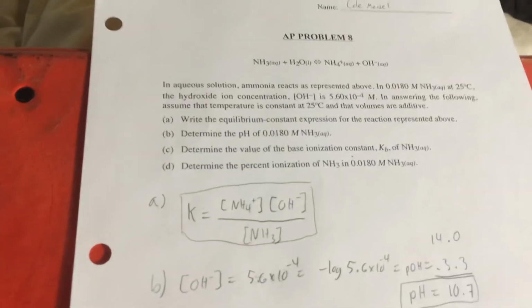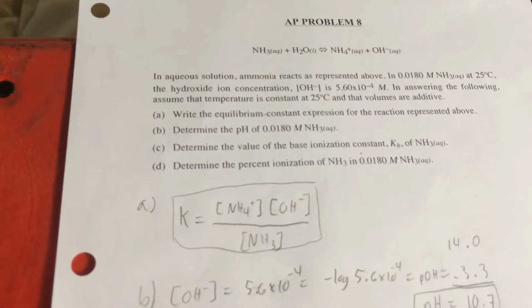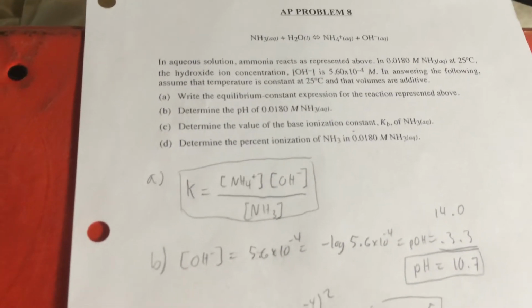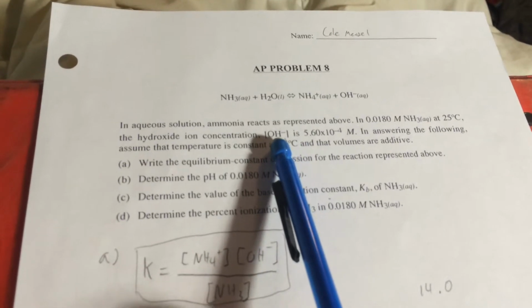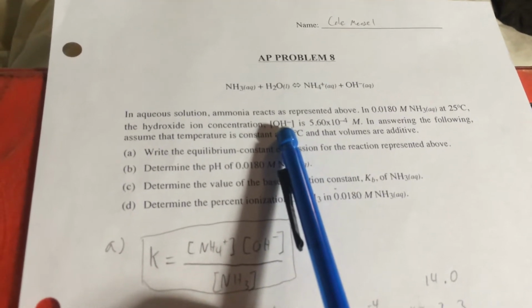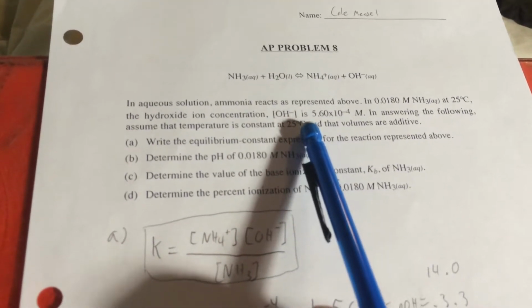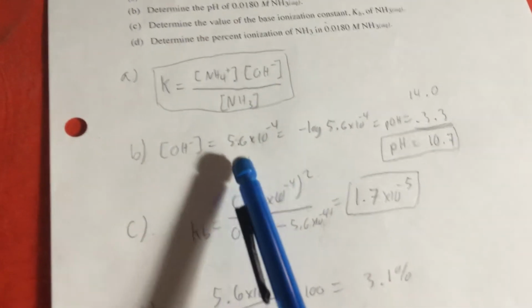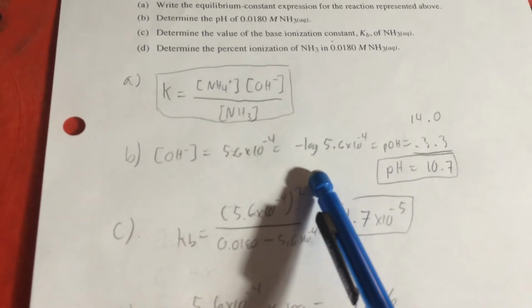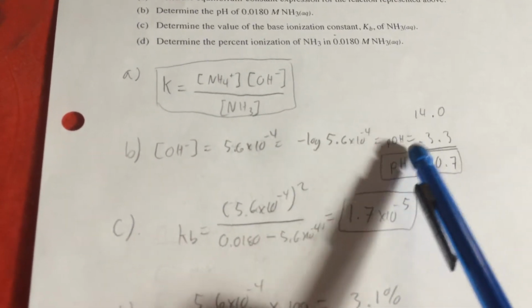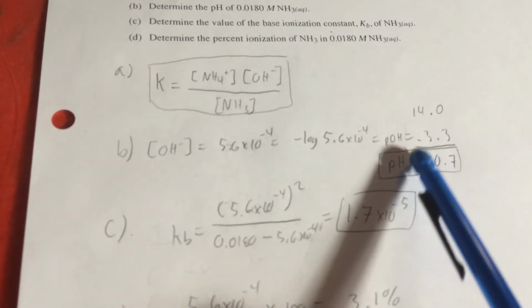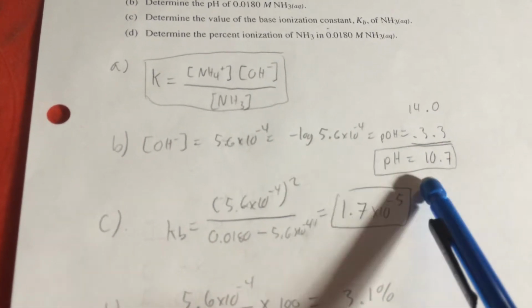That's letter A. Letter B asks you to determine the pH of 0.0180 molarity NH3 aqueous. As we look up here, the concentration of OH or hydroxide ions is 5.6 times 10 to the negative 4 molarity. So we take that here and we put it into the negative log, which gets us the pOH value. And from the pOH value, we take 3.3 away from 14 to get the pH, which is 10.7.